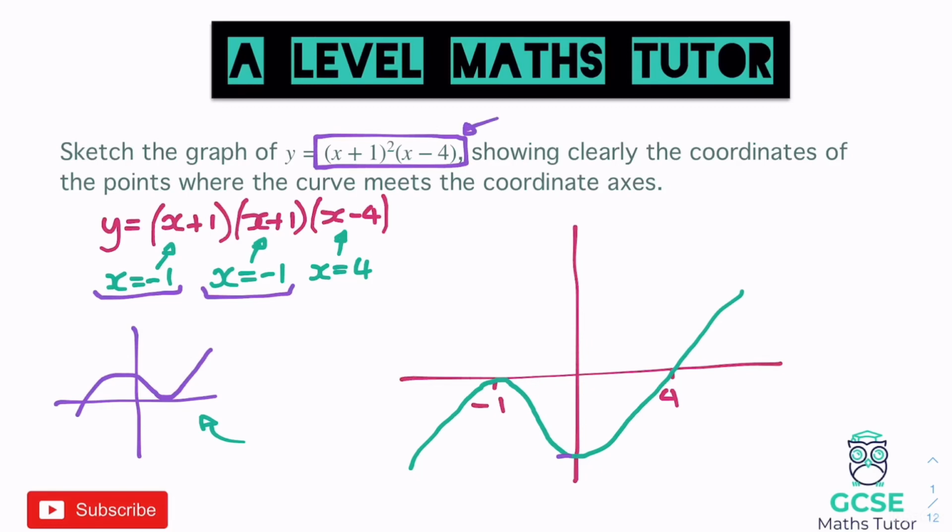So if I put 0 in, let's have a look what we get. We get 0 plus 1 in the first bracket, which is 1, so we have 1 squared, and we're going to multiply that by 0 minus 4, which is minus 4. So we've got 1 squared times minus 4, so that's 1 times minus 4, which is minus 4. So our y-intercept down there is negative 4. And that backs up that little sketch there, the fact that it's going through the y-intercept in the negative part. But there we go, just another type of question there.